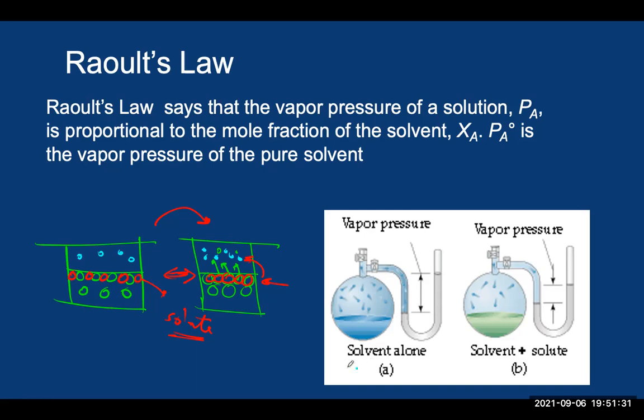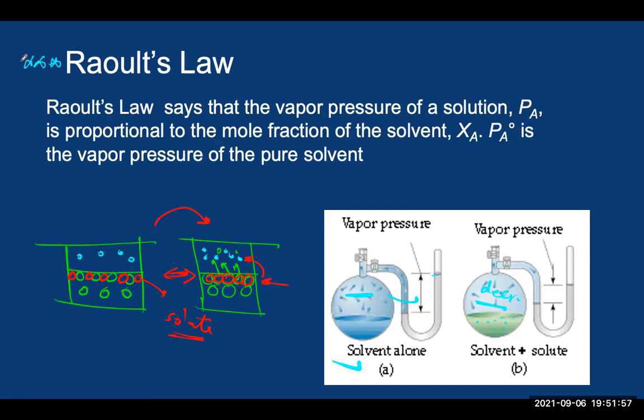So if you have only a solvent, or a pure liquid, the vapor pressure will be high. But if we add a non-volatile solute, it will decrease the number of vapor molecules, so the pressure will be less. So here we have less vapor pressure than if it's pure, and this is actually Raoult's law. So we have Raoult's law.